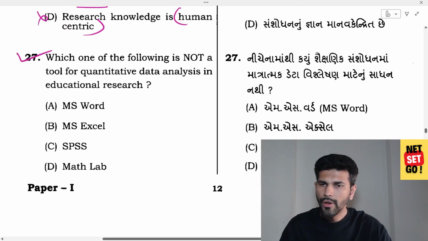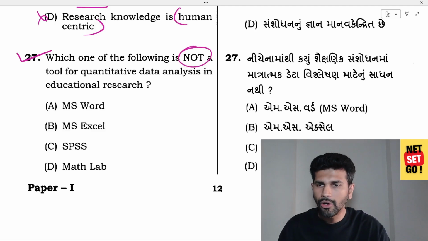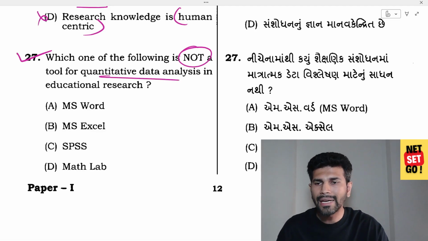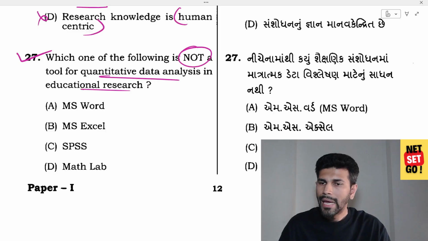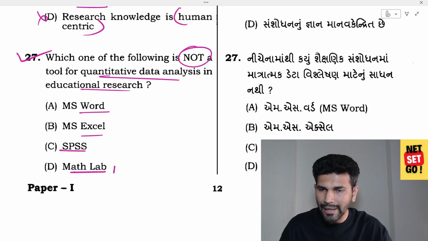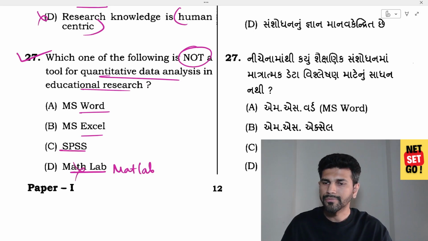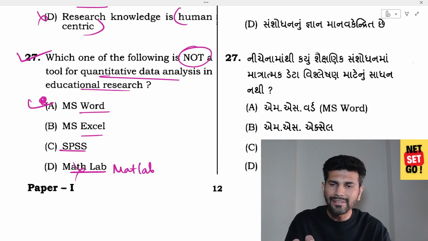Next, which one of the following is not the tool for quantitative data analysis in educational research? MS Word, Excel, SPSS, and MATLAB. It is not MS Word. So option A is correct answer. It is not a data analysis tool.